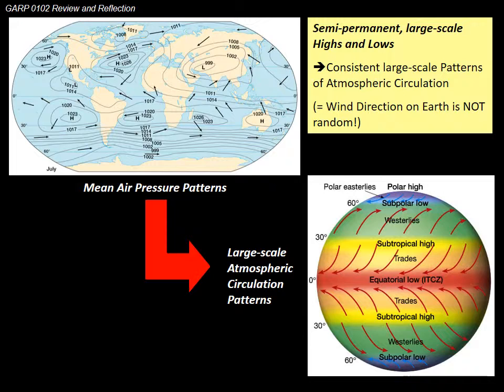And therefore, we have predictable large-scale pressure patterns. Therefore, we have predictable large-scale atmospheric circulation patterns. In other words, wind patterns on the planet. And we'll get into those details in the last quarter of the course.